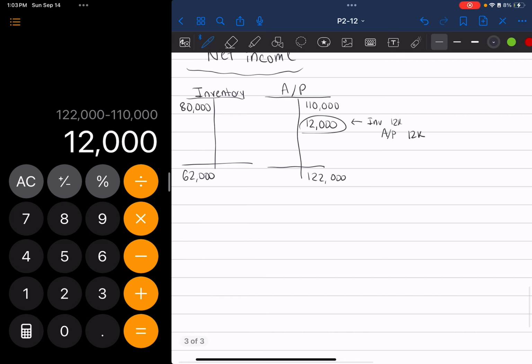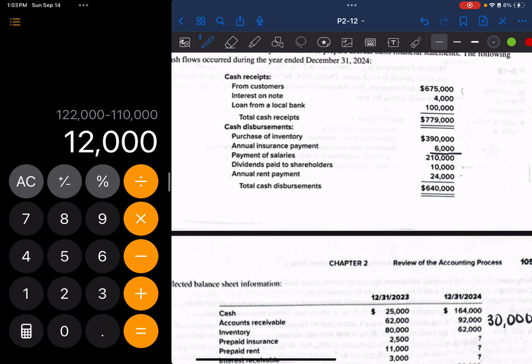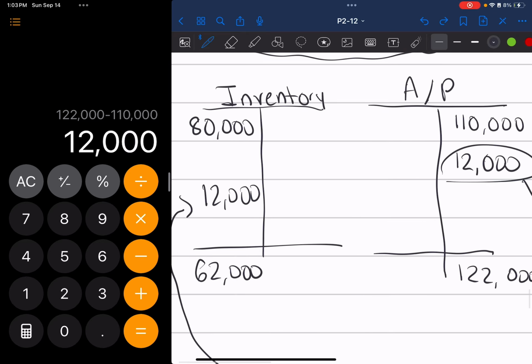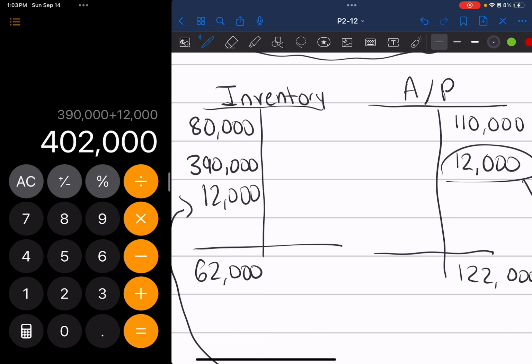So I take the 12,000 and I'll put it here because that represents part of purchases. But also, if you scroll up, the cash disbursements for inventory is 390,000. So that means there were also purchases of 390,000. So total purchases would be the 390,000 plus 12,000, so 402,000.